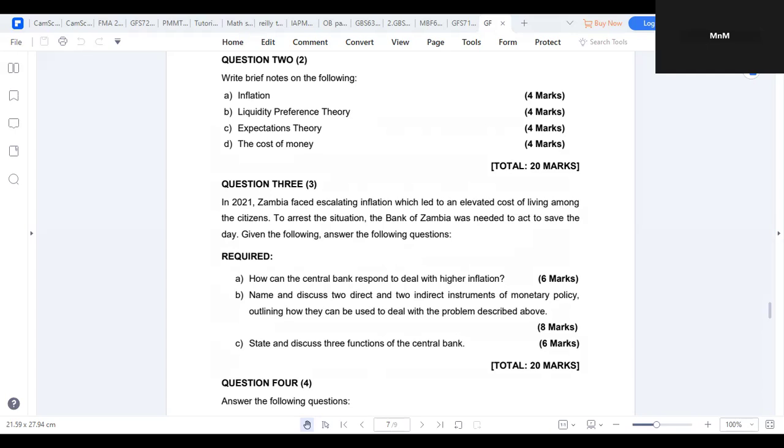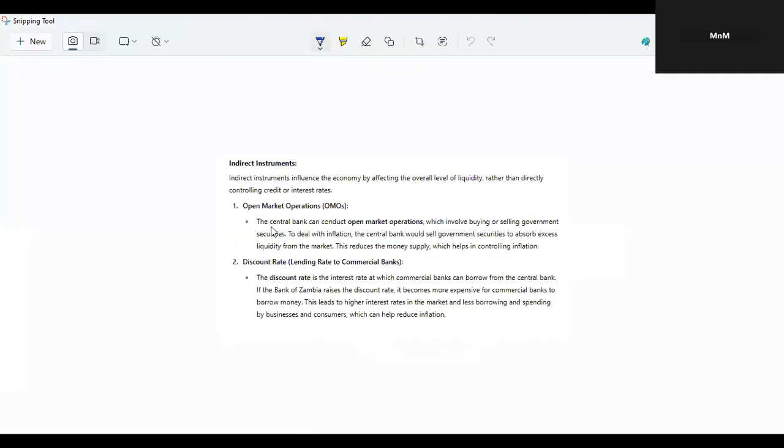Also, the discount rate. The discount rate is simply the interest at which banks can borrow from the central bank. So if the bank decides to increase the discount rate, it becomes expensive for commercial banks to borrow money. So that is another indirect way in which the government can use the instruments.